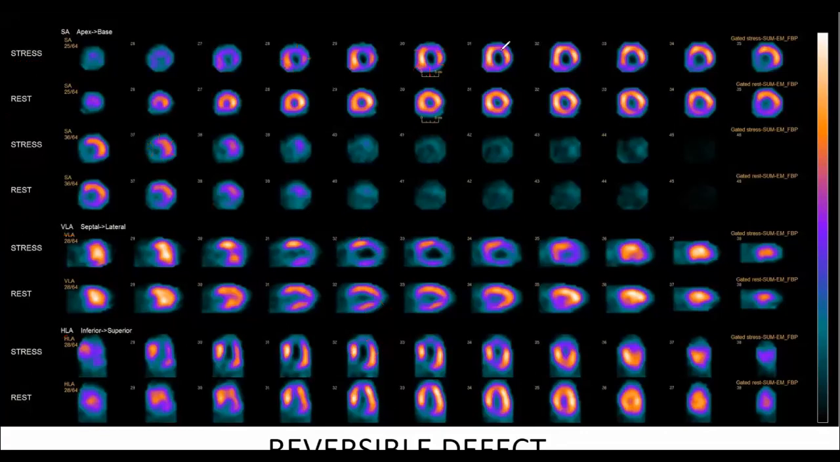So what's a reversible defect? When there is decreased uptake or no uptake at stress because of the demand supply mismatch, stealing phenomenon, and as we come back to the rest, there is a good uptake. As it is showing here, at the mid cavity level, at this anterior mid cavity segment, there is a perfusion defect which is reversible. At rest, there is a good uptake, as well as in the inferior and inferolateral region.